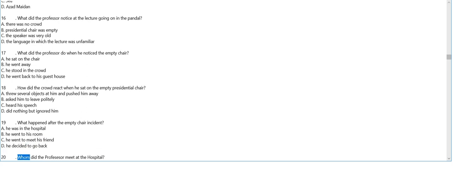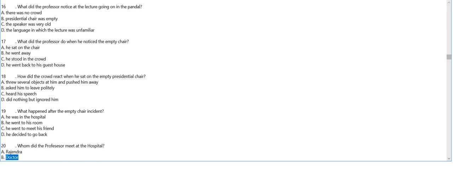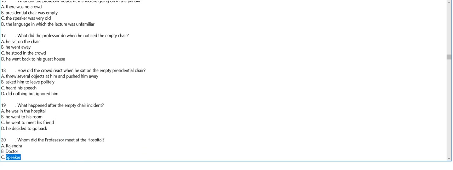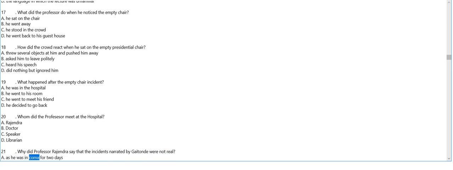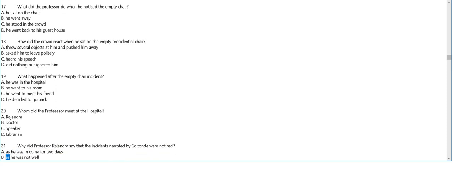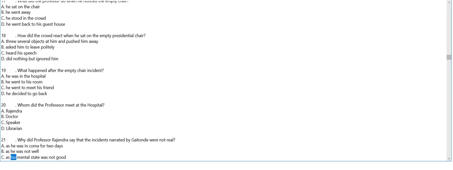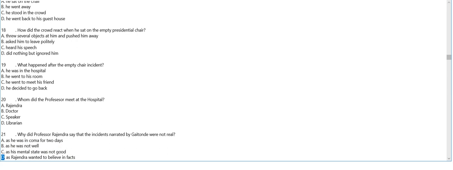20. Whom did the professor meet at the hospital? A. Rajendra. B. Doctor. C. Speaker. D. Librarian. 21. Why did Professor Rajendra say that the incidents narrated by Gautam were not real? A. As he was in coma for 2 days. B. As he was not well. C. As his mental state was not good. D. As Rajendra wanted to believe in facts.